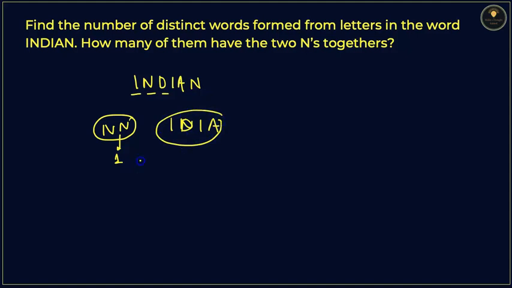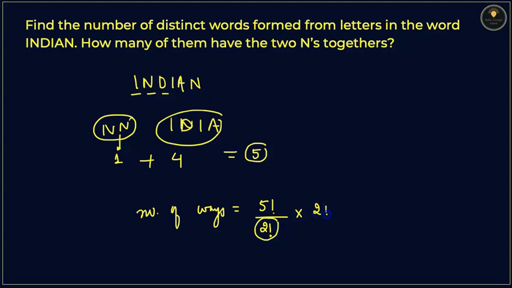Now what we can do is add these values and you will get 5. These are the 5 distinct units that we have. So if I want to find the number of ways, I will write it as 5 factorial by 2 factorial. This 2 factorial is for the two I's that we have, and for the two Ns you will write 2 factorial by 2 factorial, and you will get the answer as 5 into 4 into 3. 5 fours are 20, 20 threes are 60. So 60 is the number of ways you will find when the two Ns are together.